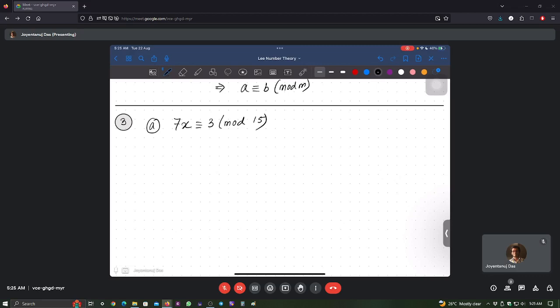We can do the Euclidean algorithm for now. So the GCD of 15 and 7 is 1, and now we can apply the Euclidean algorithm. 15 is 2 times 7 plus 1. So I have 1 equals 15 minus 2 times 7, right?